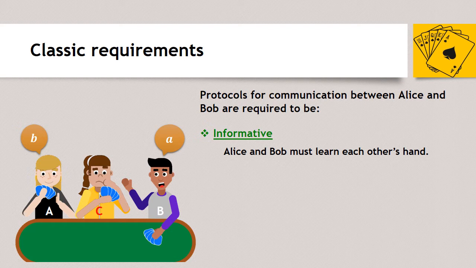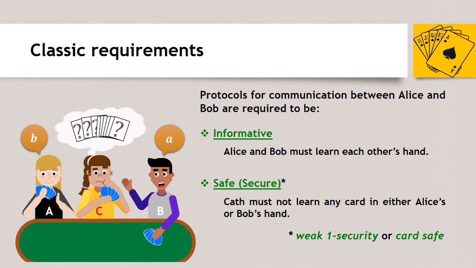In the classic Russian cards problem, communication between Alice and Bob is required to be informative, which means that the protocol must allow Alice and Bob to learn each other's hand. Additionally, the protocol must be safe, also called weak one secure, meaning that Cath is not allowed to learn any card from Alice or Bob's hand.